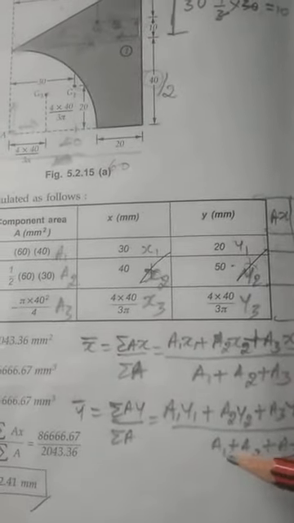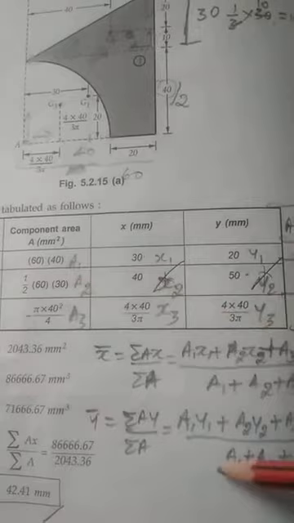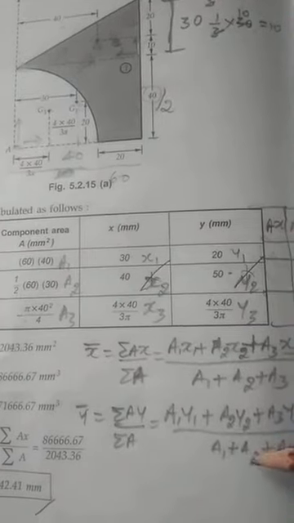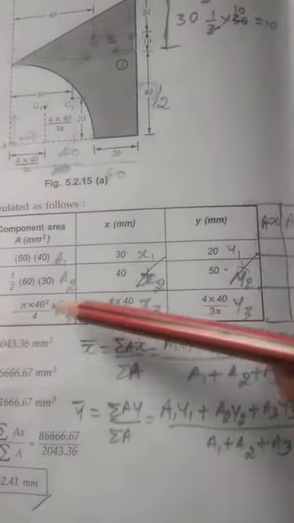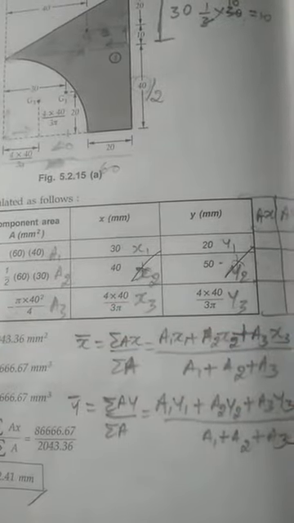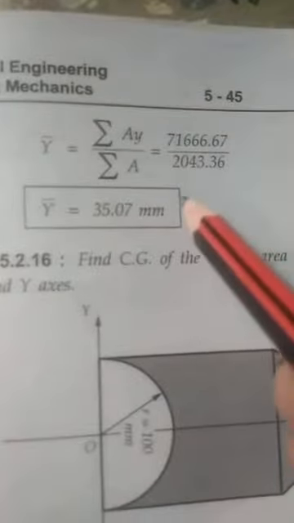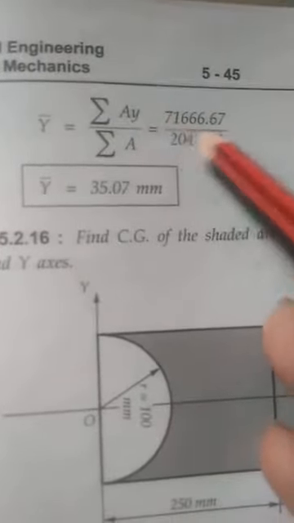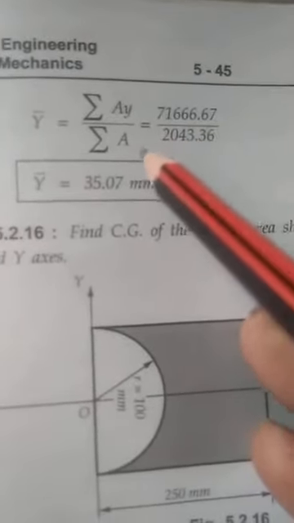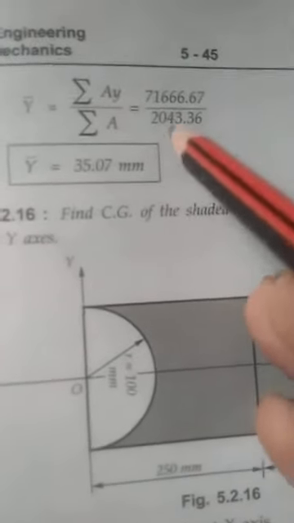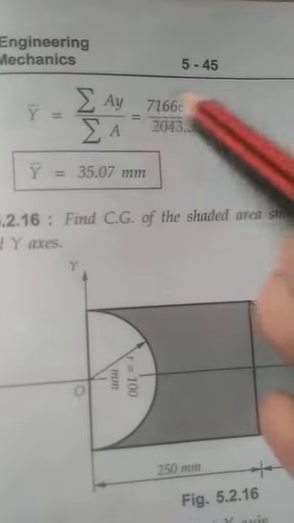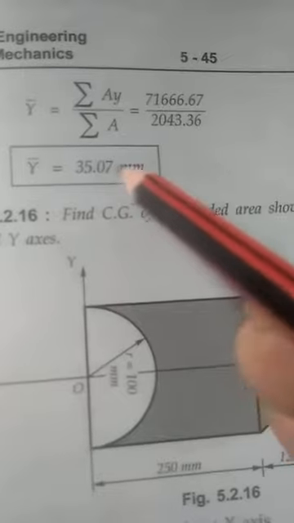Next, area 1 is half into 60 into 40, you write it in the place of a1. Half into 60 into 30, you write it in the place of a2. In the place of a3, 40 square divided by 4, whatever it is, you write it as a3. So finally y bar you will get as 35.07 mm. After multiplying everything, you will get 71,666, and after adding area 1, area 2, area 3 together, you will get 2043. After dividing this, you will get 35.07 mm. So that is y bar.